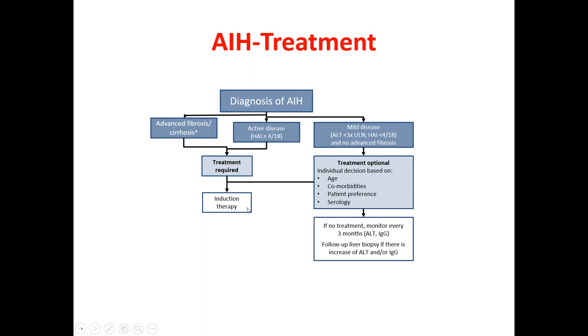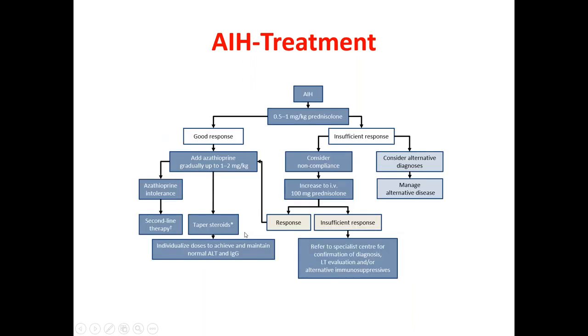So how do you treat? Treatment is divided into two phases: induction and maintenance therapy. For the induction, we use steroids, and the steroid of choice here is prednisolone. You give 1 milligram per kg body weight. Normally we give a maximum of 40 milligrams of steroids, and we assess the response.